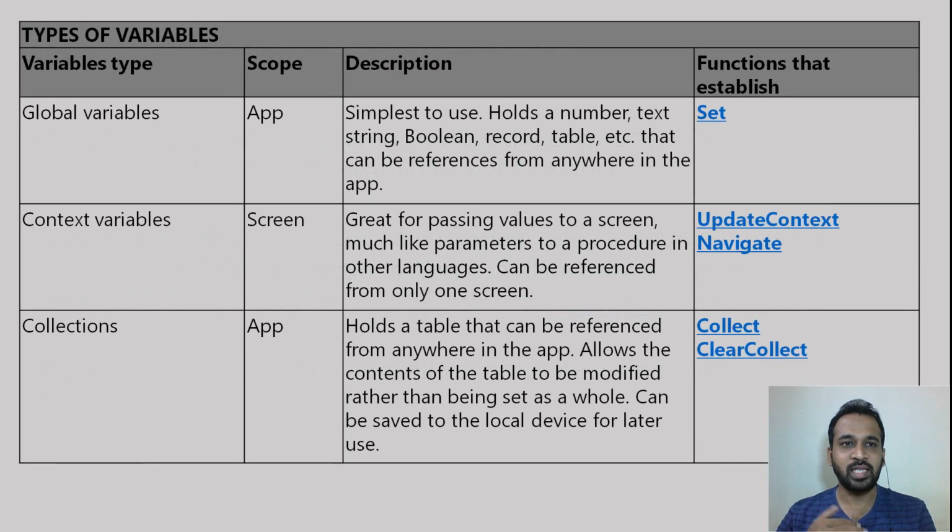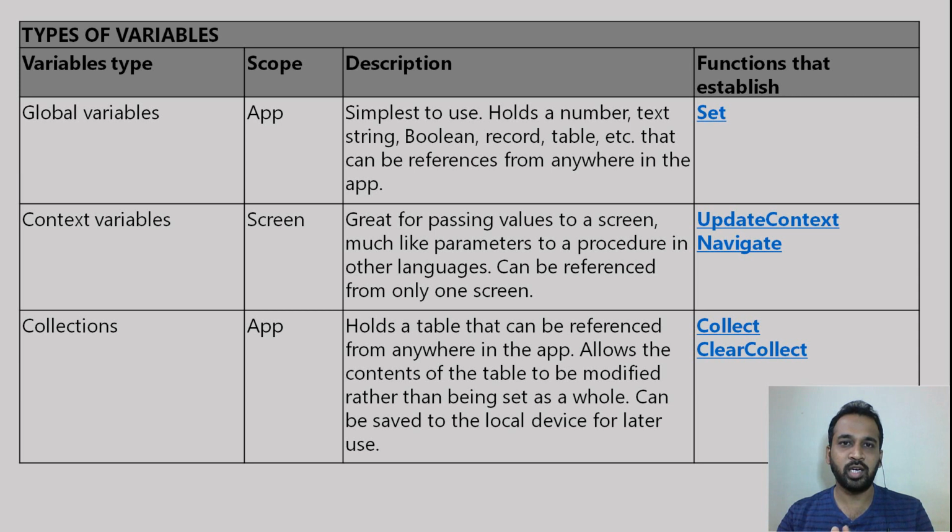Now let's have a look at the types of variables available in Power Apps. Basically, there are three types. One is the global variables, another is the context variable, that is the local variables, and the third one is the collections. For the global variables, the scope is that we can use them throughout the app.